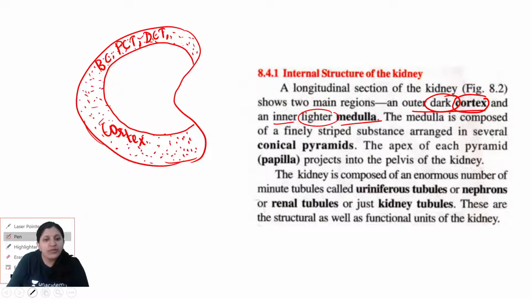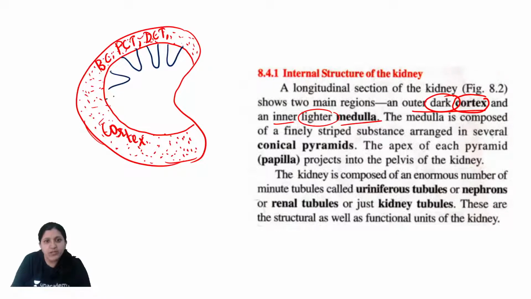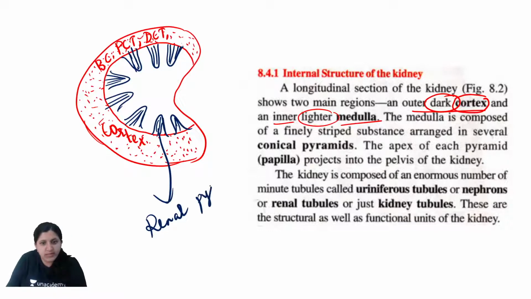Now when we talk of the medulla region, in the medulla region you will find pyramids like this. These pyramid structures have striations, the lines you will find in here, and there are many lines which are arranged. These are called renal pyramids. So now this whole structure, what is it? It is called a renal pyramid, and you will find this in the medulla region.